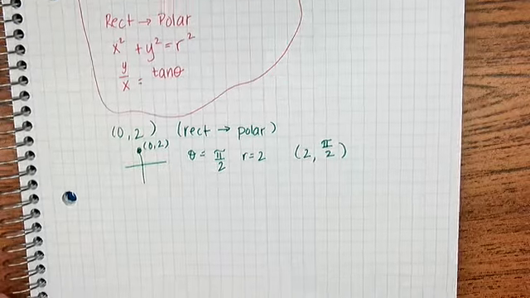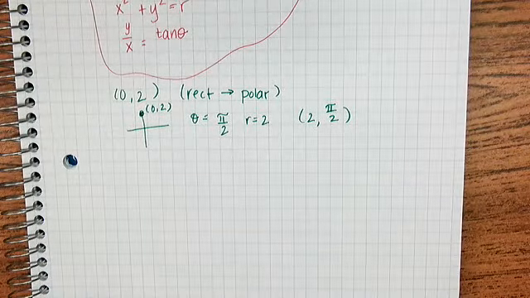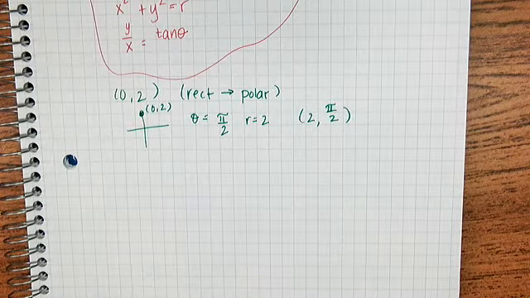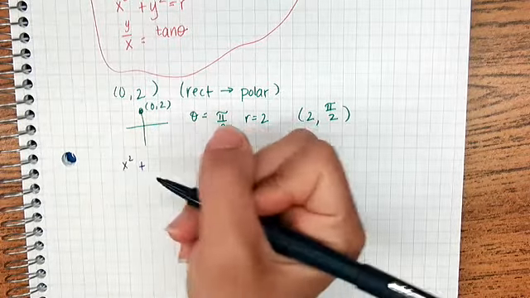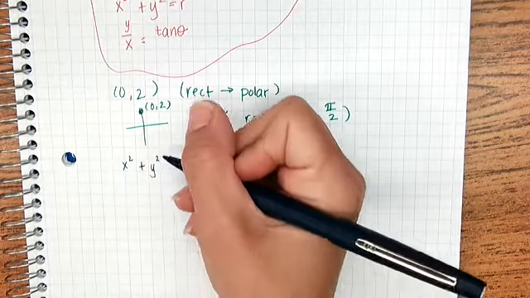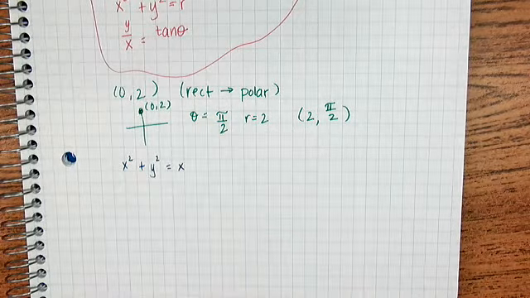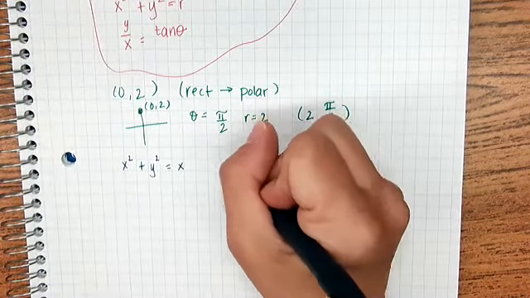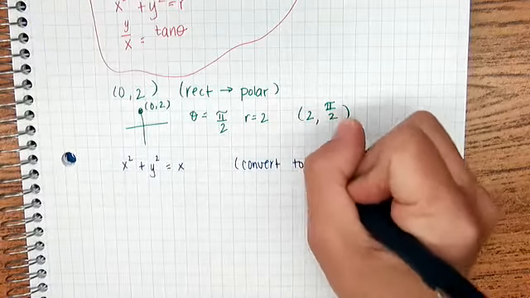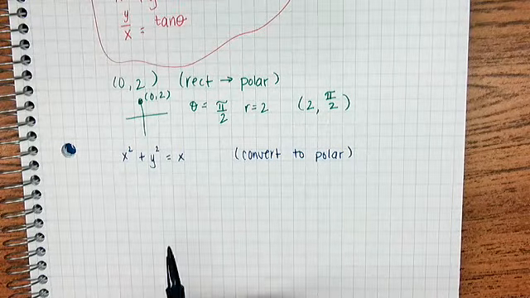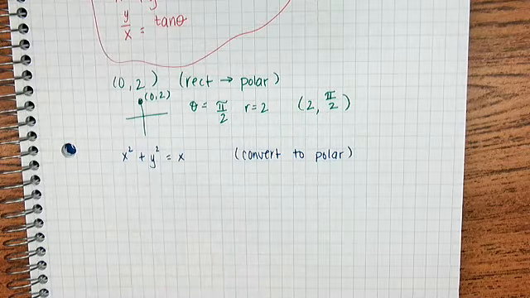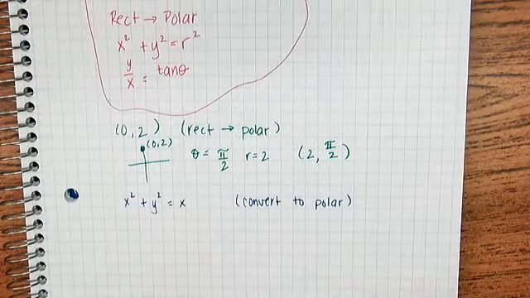Let's move on to some equations. I'm going to give you an equation in rectangular form. You know it's in rectangular form because it has x's and y's. And I want to convert this to polar. Ooh, I don't know. Sure you do. Let's do some substituting.